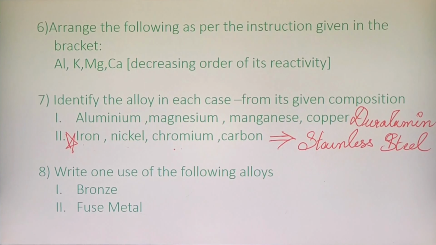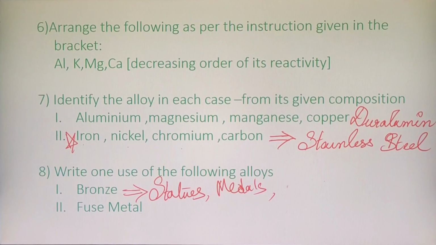Next question. Write one of the uses of the following alloys. Where is bronze mainly used, children? You must have heard about bronze statues. You must have heard about medals. So bronze is used for making statues, medals, and it is also used for making coins. So bronze is used in the making of statues, medals and coins.